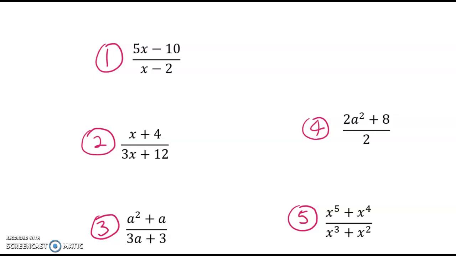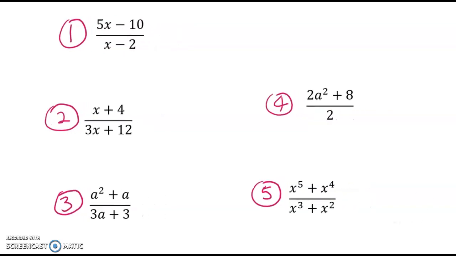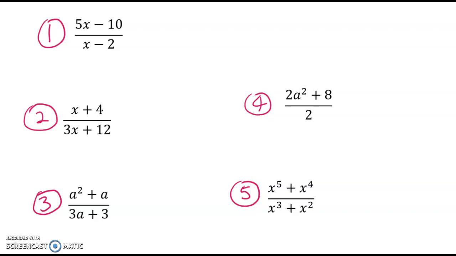So I'm going to go through these 5 questions, so you might want to pause the video and just write these in your book, leaving some space in between each one. And you could have a go at doing them as well if you think you know what to do already. So the big idea here is that we're looking for common factors because that's going to help us simplify.